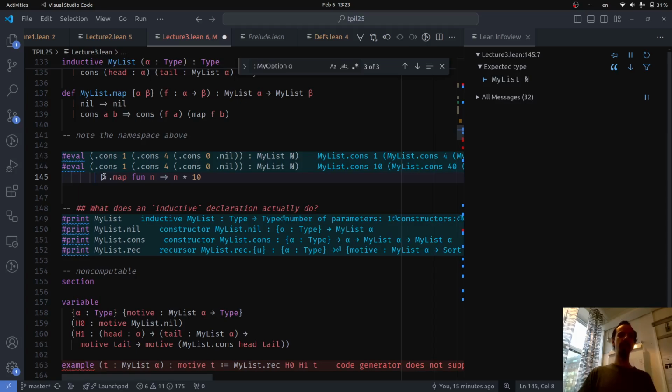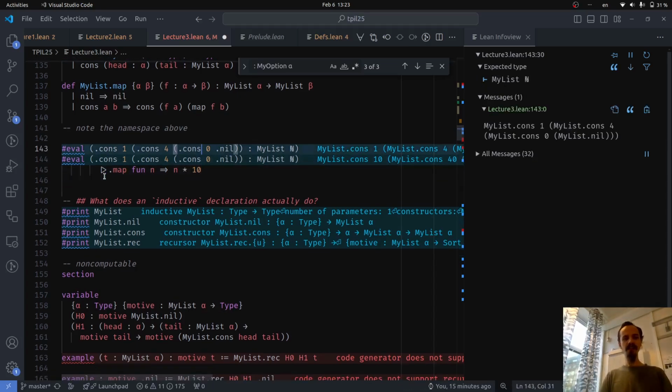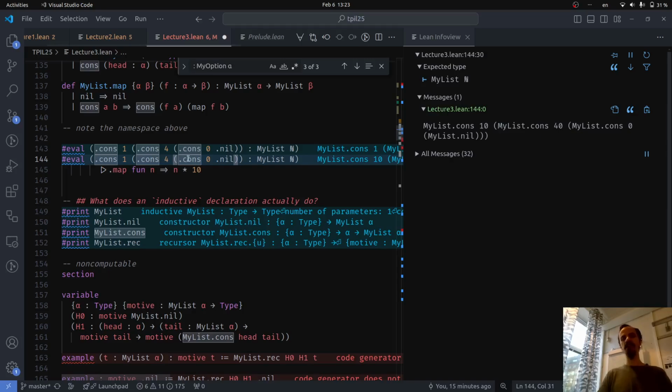I mention these things mostly because it's incredibly common when you look at Lean code in real life. And here, when we run this map, we multiply everything by 10, so we get 10, 40, 0. No surprises.